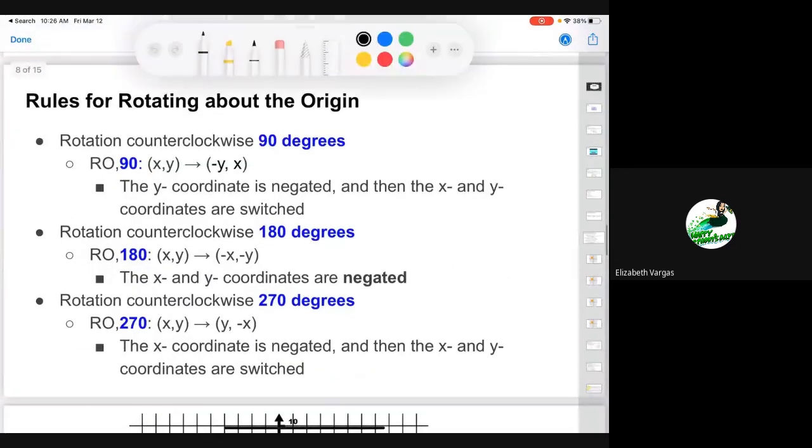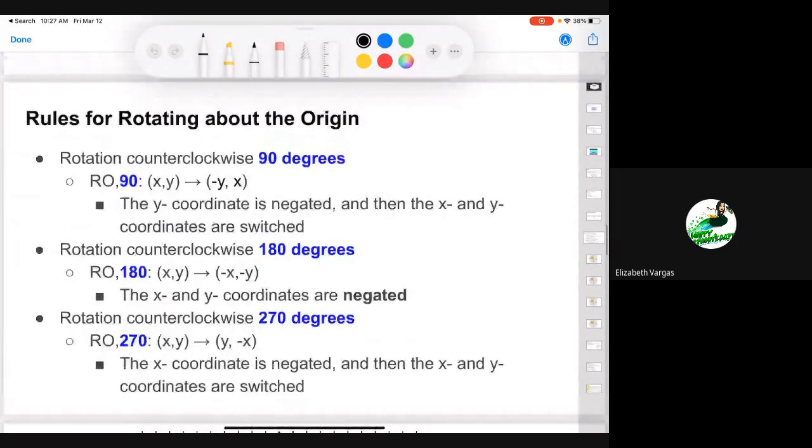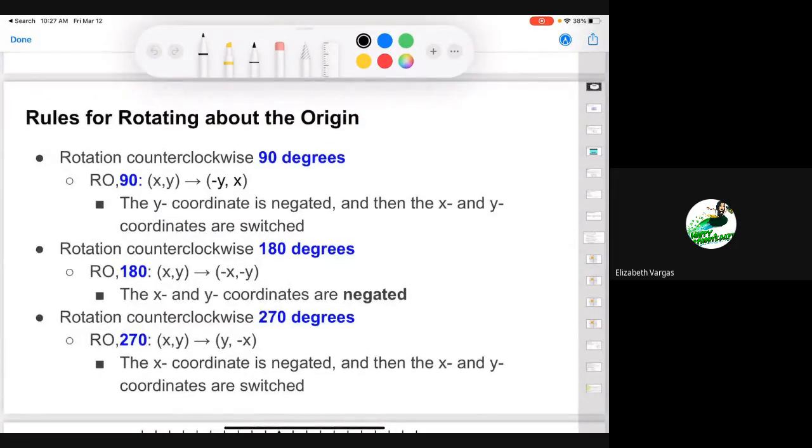Here are our different rotation rules. We're going to look at a rotation for a counterclockwise 90-degree rotation, a rotation for a counterclockwise 180-degree rotation, and a rotation for a counterclockwise 270-degree rotation. Whenever we have a counterclockwise 90-degree rotation, we negate the y coordinate and then switch the x and y.